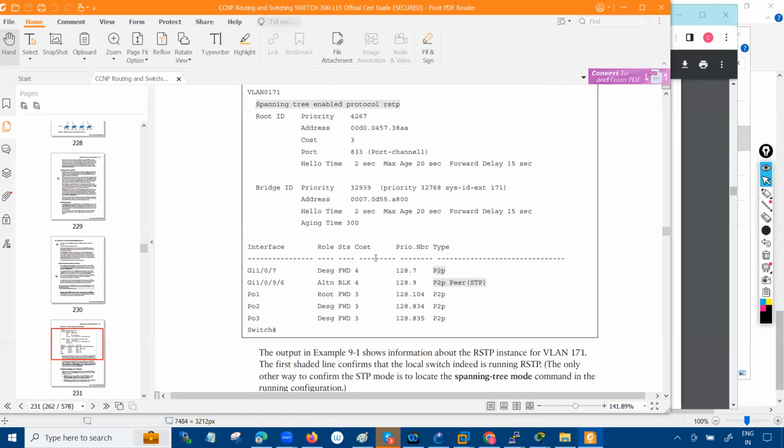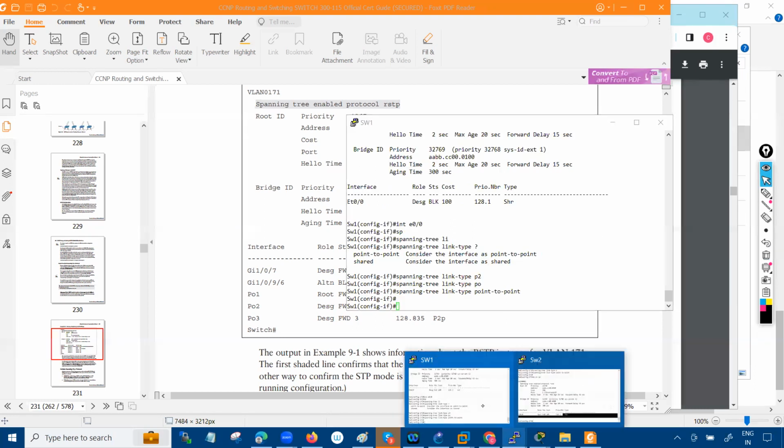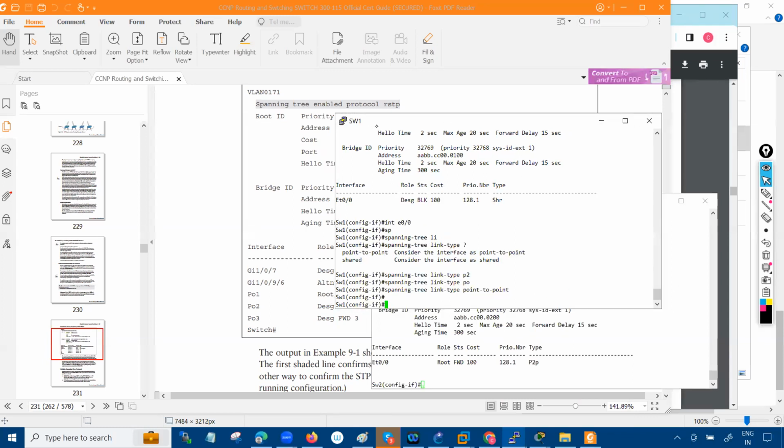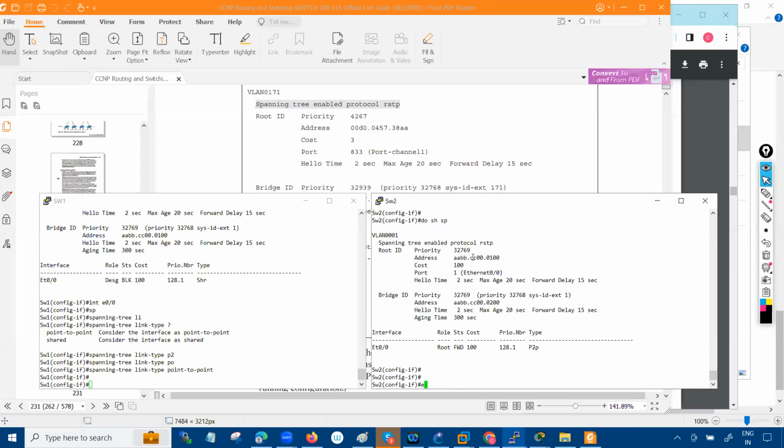Okay, so here is a very good output that I have. If you see, this output is saying PRSTP, right? PRSTP means what? If you have a topology like this, take an example. Let me show you this practically. I'll change this to spanning-tree mode pvst.